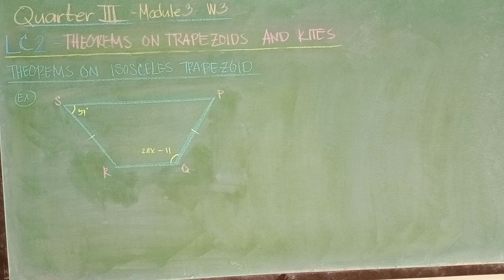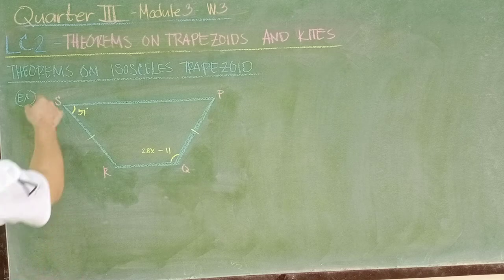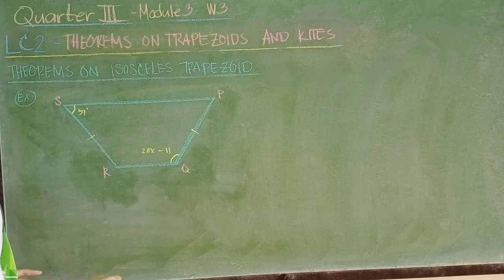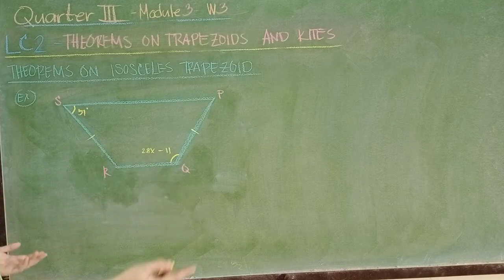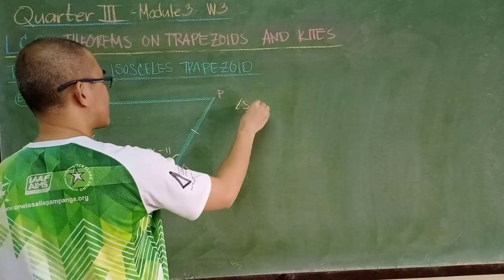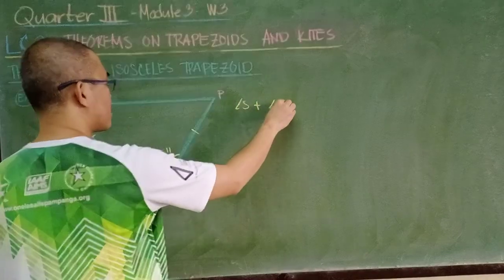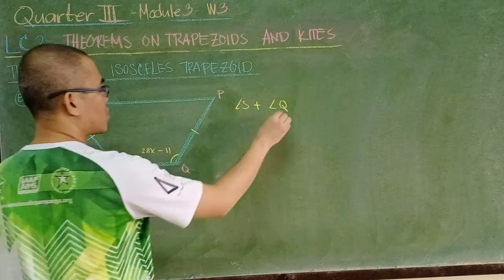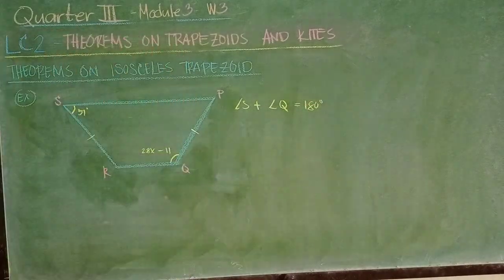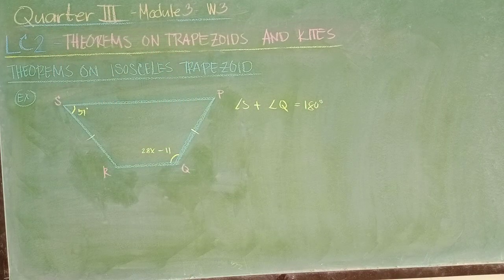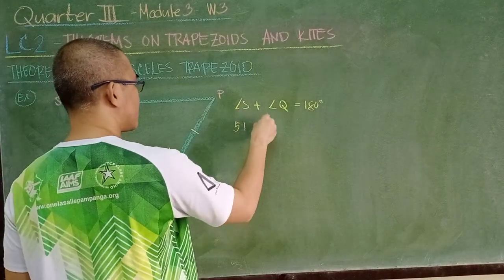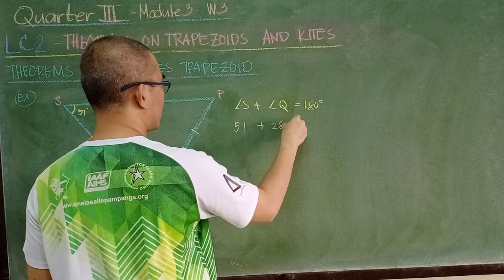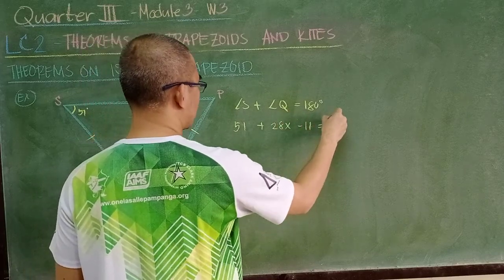Now, using yung theorem number 2, na yung opposite angles natin, pag pinag-add mo, equal sila sa 180 or supplementary sila. So, pag in-add mo yung angle S at angle Q, dapat equal sa 180. So, angle S plus angle Q is equal to 180 degrees. Now, substitute na natin yung mga values ng angle S at angle Q. So, angle S is 51, angle Q is 28x minus 11, is equal to 180.